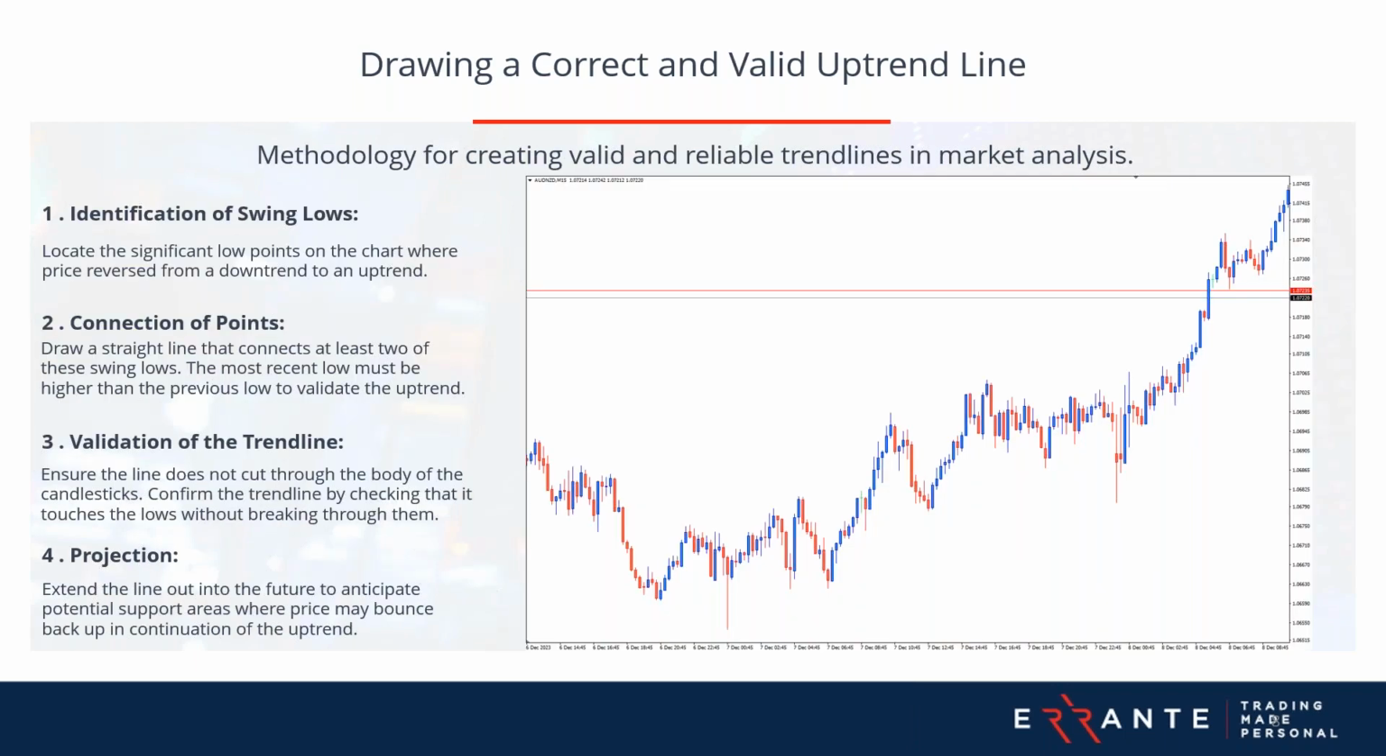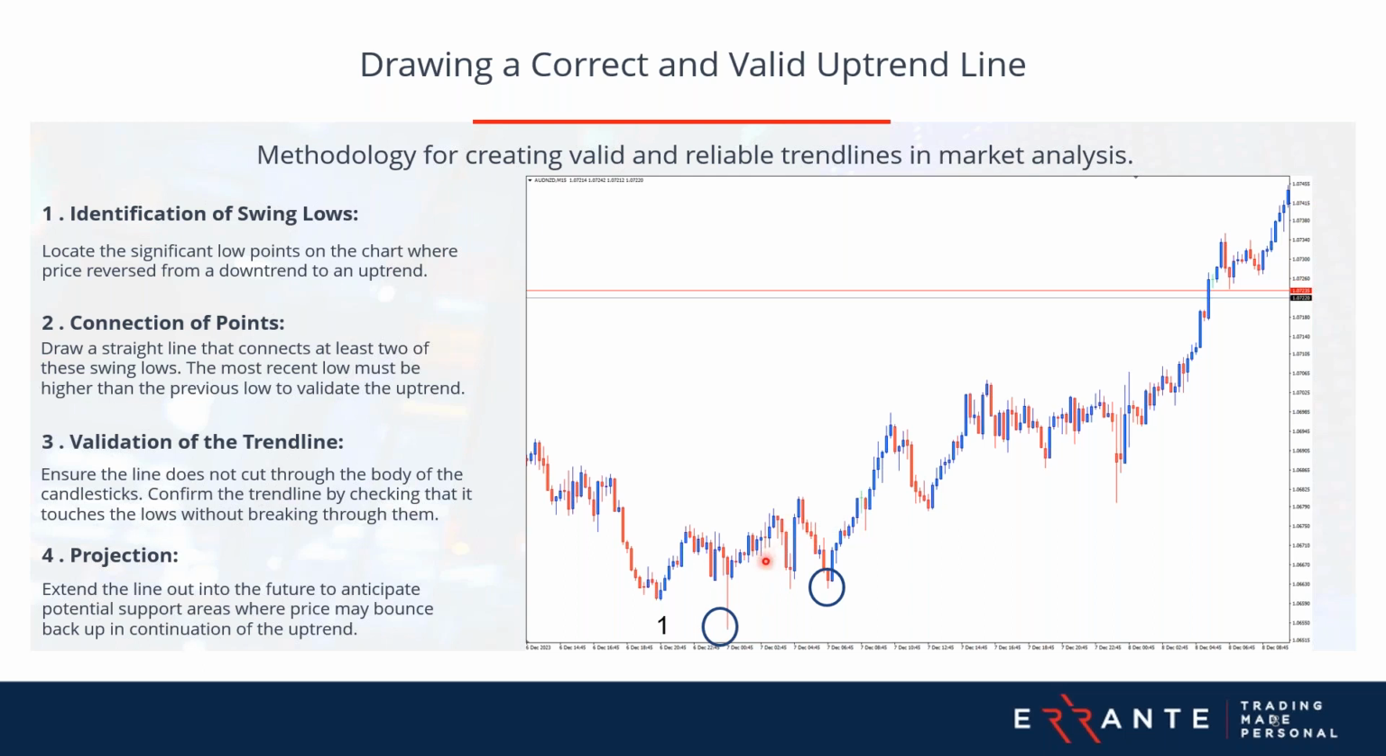In this step-by-step guide, we will focus on how to accurately draw an uptrend line, which is crucial for identifying support levels in a rising market. Begin by scanning your chart for the significant low points or swing lows. This is the first step, where the market sentiment turned from bearish to bullish. These points here, these points are the foundation of our trend line.